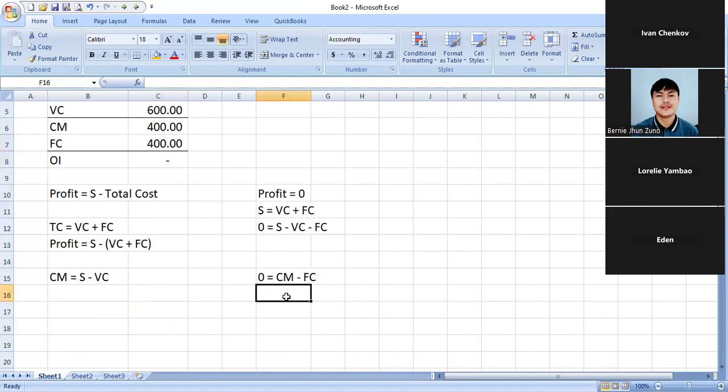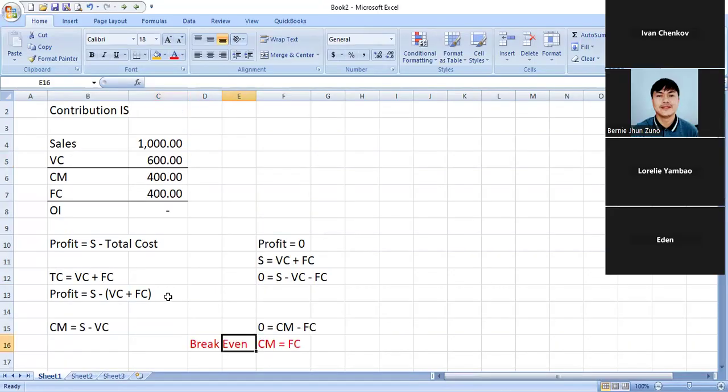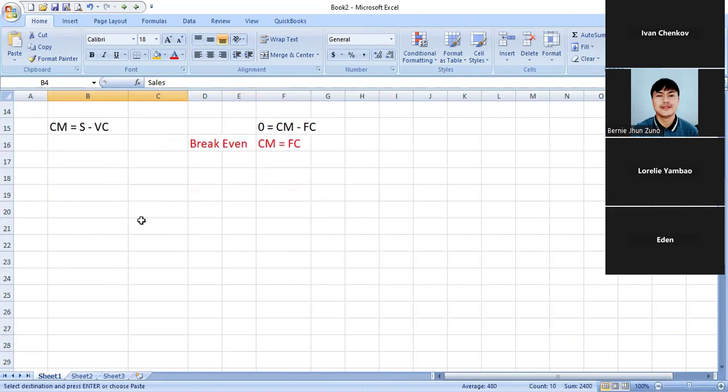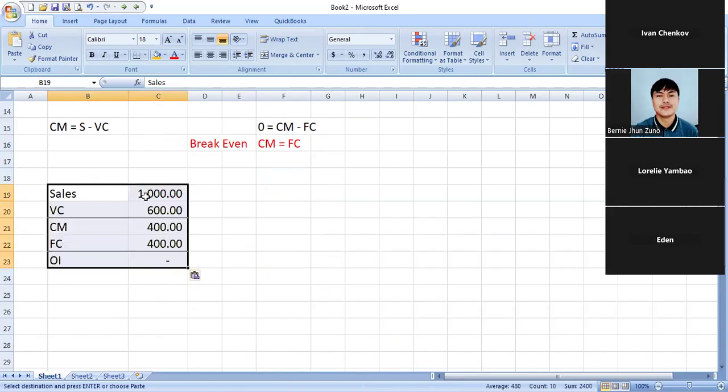Okay. So if we want to be at the break even, it means that our contribution margin has to be equal to the fixed cost. That's how we're going to get the break even. Makes sense, right? Yes, Prof. Okay, so now that we know this, let's play a little bit with this calculation here. Let's make it more realistic. Let's go per unit.